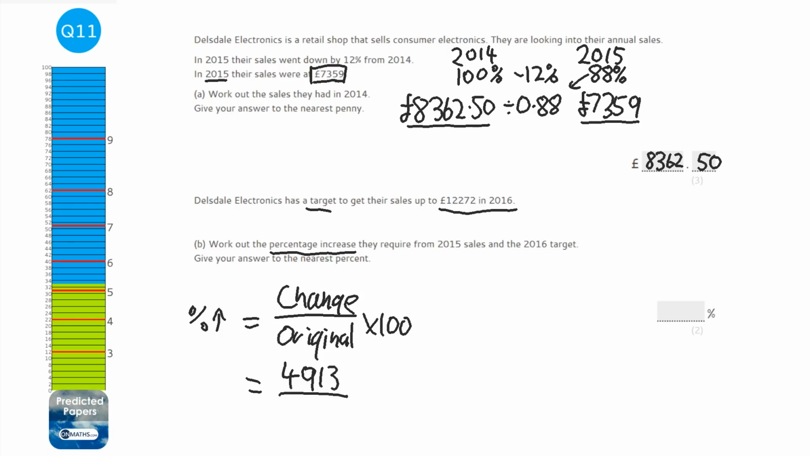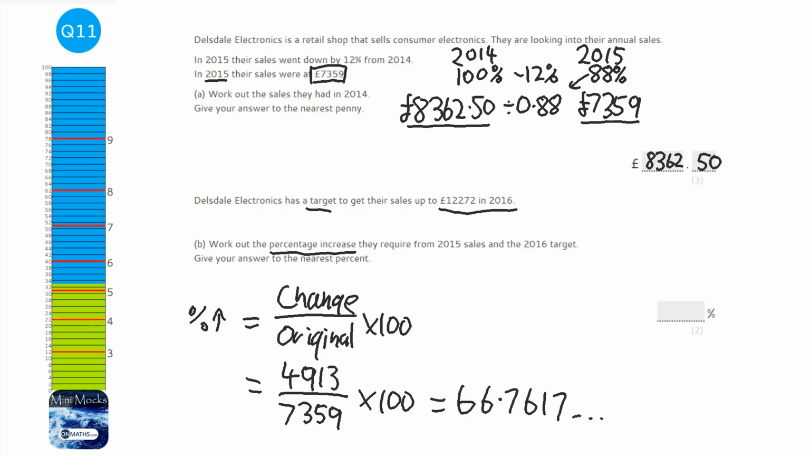So they're looking for it to change by 4,913. The original was 7,359, and we need to times by 100. So I'm going to divide that by 7,359, times it by 100. And that gives me 66.7617, blah, blah, blah. To the nearest percent, that's going to be 67%.